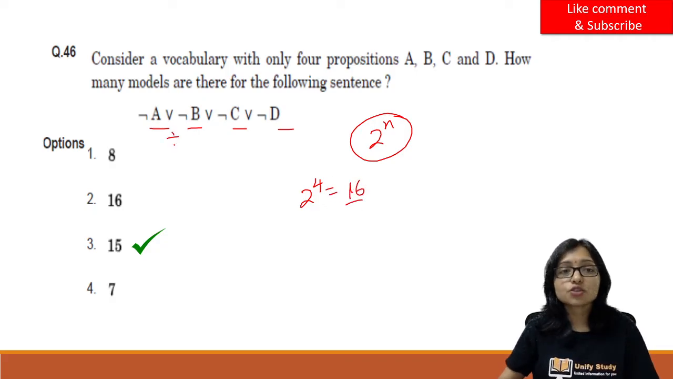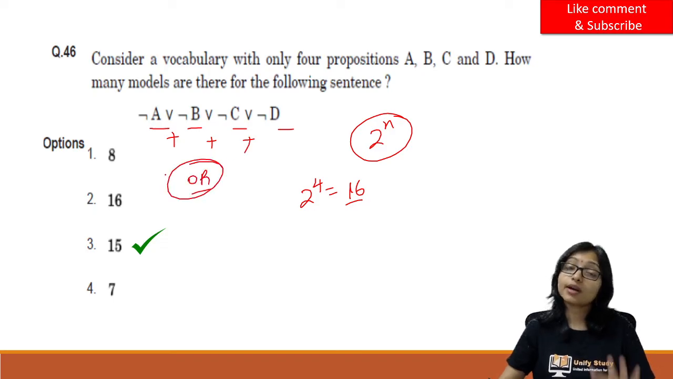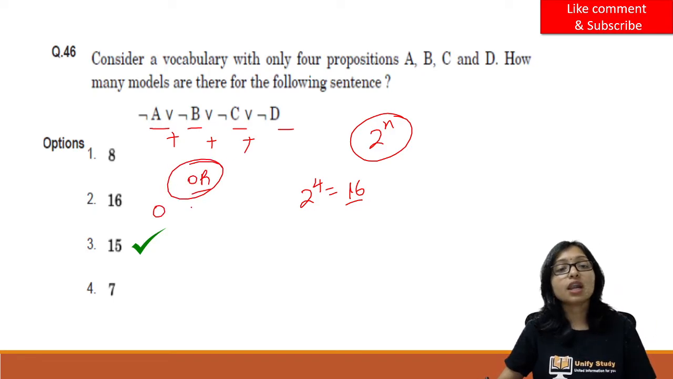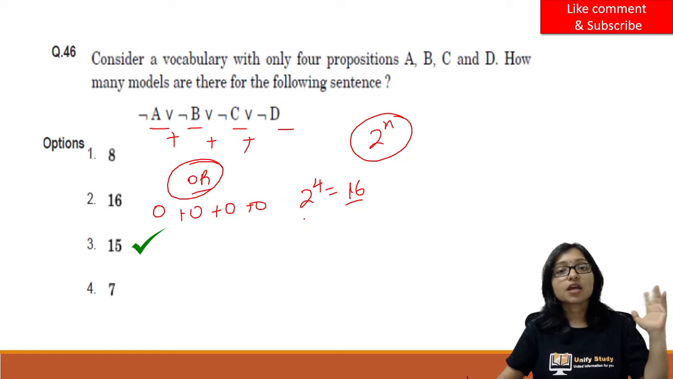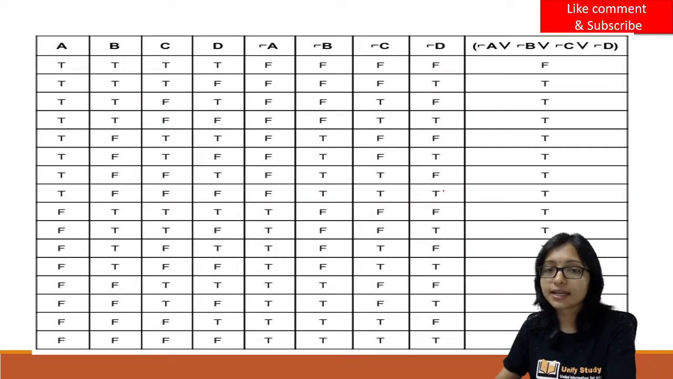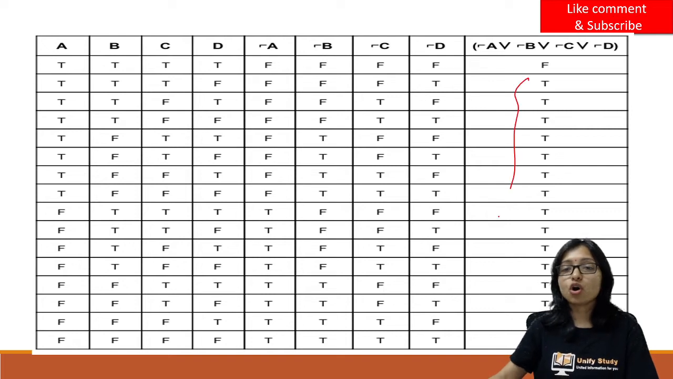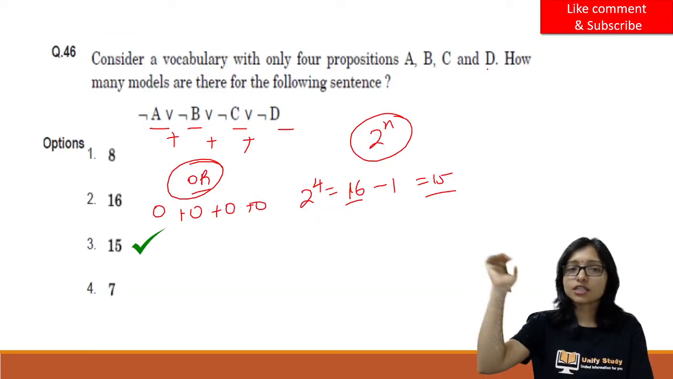Now think that these all are plus, right? Means OR. In the OR table, what is going on? When all are 0, then only I will get 0. Otherwise, for every combination, I will get 1. That's why I will do 16 minus 1, 15. That is going on here. Because all will be true here. Only when all are false, then only it will be false. So do it logically. Think it logically.